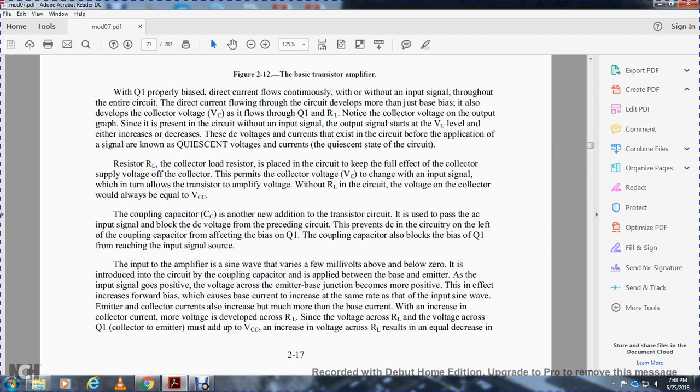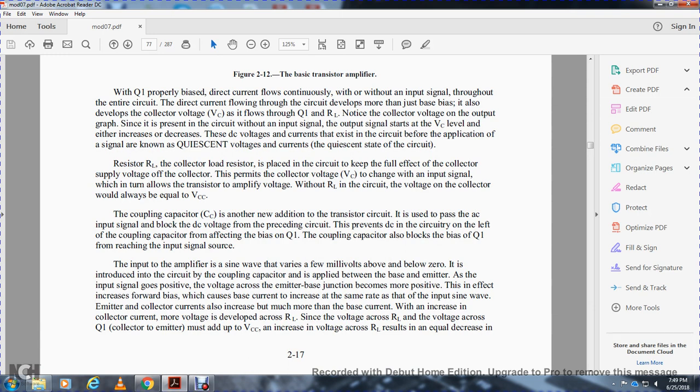The collector load resistor is placed in the circuit to keep the full effect of the supply voltage off the collector. This permits the collector voltage to change with the input signal, which in turn allows the transistor to amplify the voltage. Without the collector load resistor, the voltage on the collector would always be equal to the collector supply voltage.